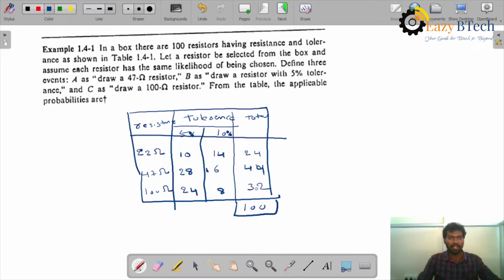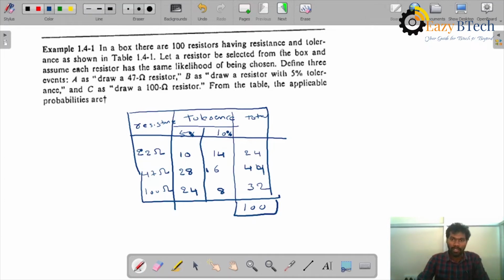Let's first study this problem. In a box there are 100 resistors having resistances and tolerances as shown in the table. Here we have three types of resistors: 22 ohm, 47 ohm, 100 ohm, and two tolerances, 5% and 10%, with values like 10, 14, 28, 16, 24, 8, 24, 44, 32. They will give you this table.